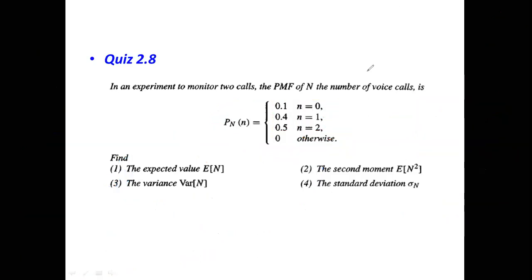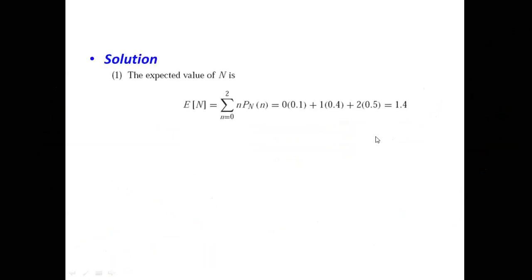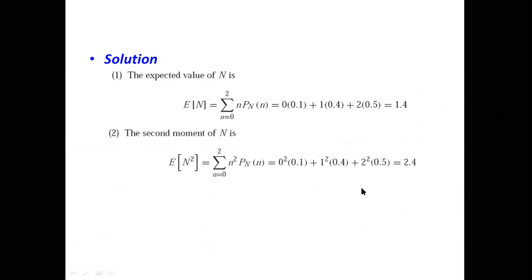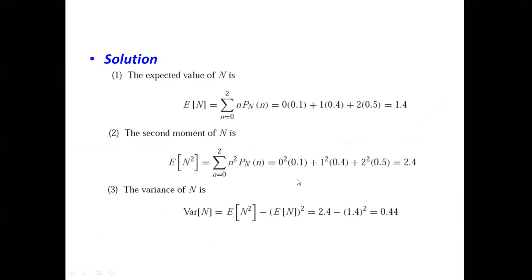So let's check whether we are right or wrong, or whether we have made a mistake or not. 1.4, this is right. 2.4, this is also right. And then we have made a mistake. What? E[n] square. Why did we miss it? This is not just the subtraction. We didn't square it. We didn't square the 1.4.